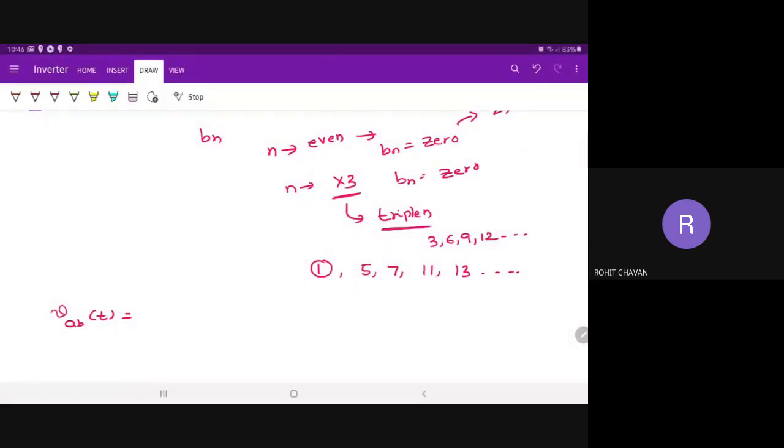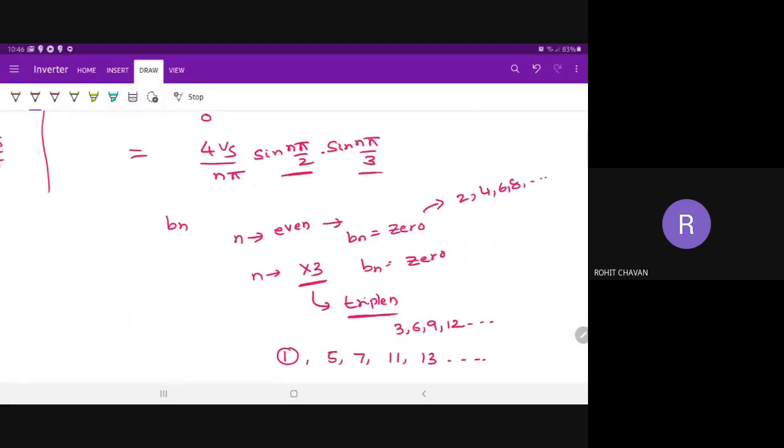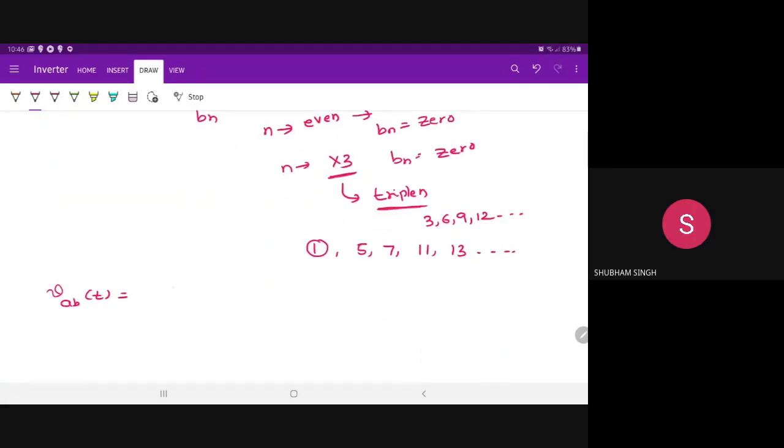So that is the fundamental. Substitute n equal to 1. What is its value? I substitute n equal to 1 here. So 4Vs by pi into sine pi by 2, which is 1, into sine pi by 3. So you are left with 4Vs by pi into sine pi by 3, into sine omega t. This is the fundamental term.